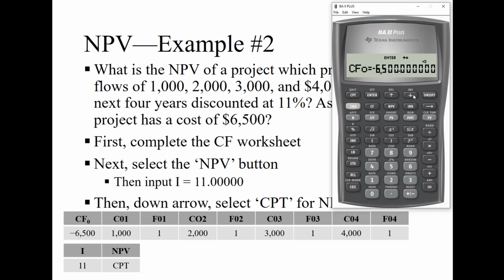Then I'm going to select our NPV button. I'm going to type in our interest rate of 11%, but I'm not going to use it as a decimal. It's only going to be 11. Then hit enter. Then the down arrow. And then I'll hit compute to compute our NPV. And what we see here is that we have an NPV of positive $852.64.